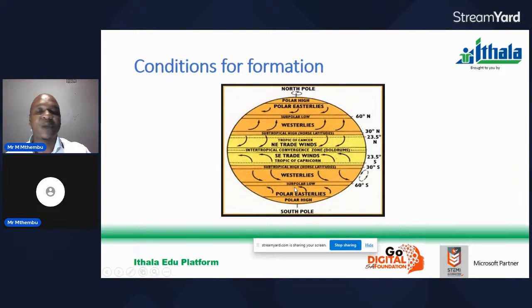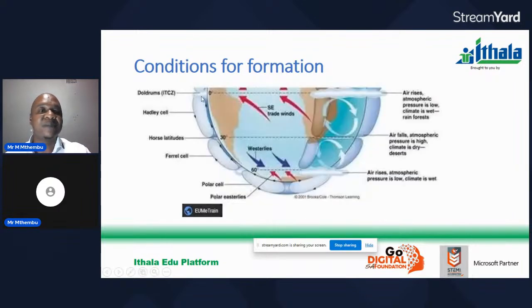A frictional drag is whereby one air is pulling in the opposite direction, and then the other one is pulling in the opposite direction as well. Okay, let's look at another condition for the formation of a mid-latitude cyclone. So let's look around here.